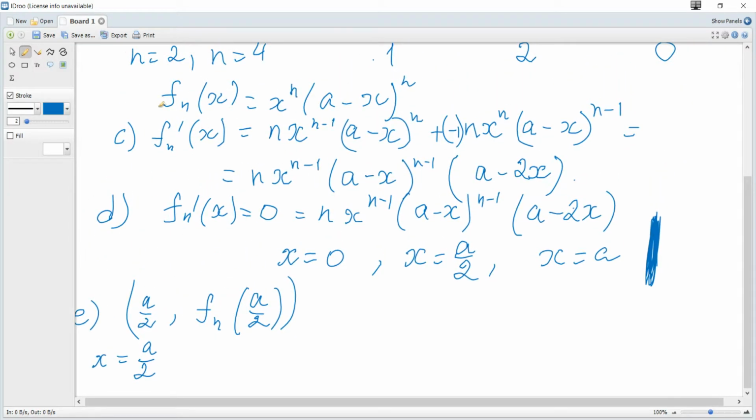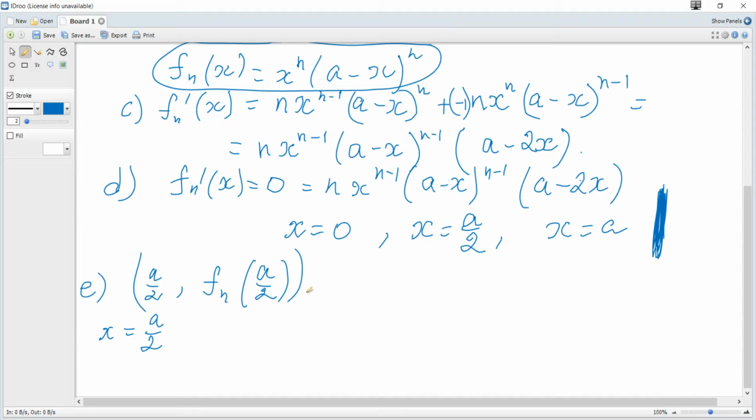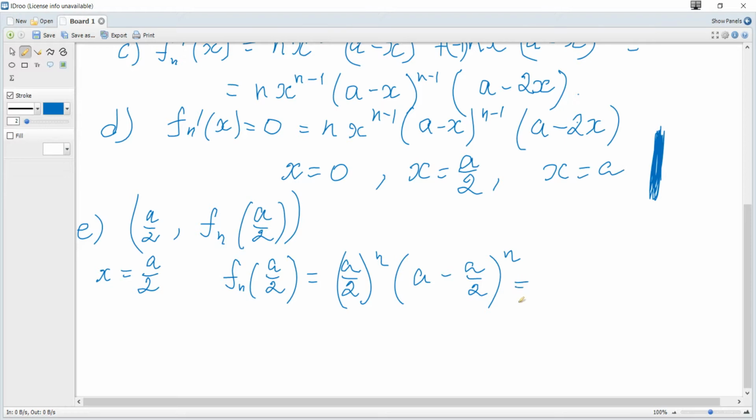It's this, the general form, and just substitute a over 2 for x. So y for f_n(a/2) becomes (a/2)^n (a - a/2)^n, and hence it's (a/2)^n (a/2)^n, so it becomes (a/2)^(2n).